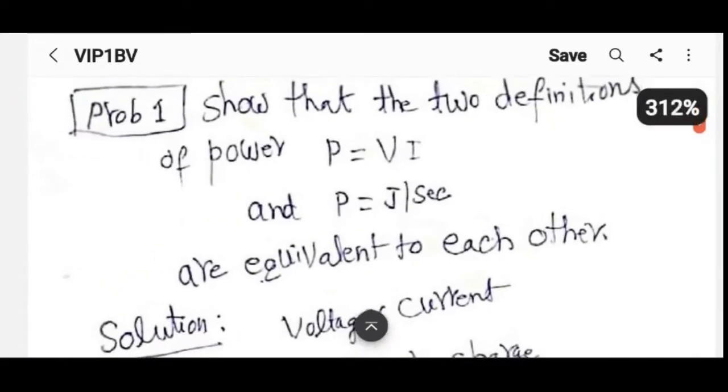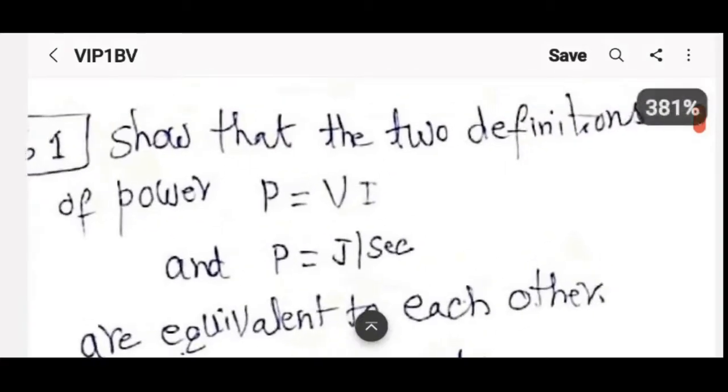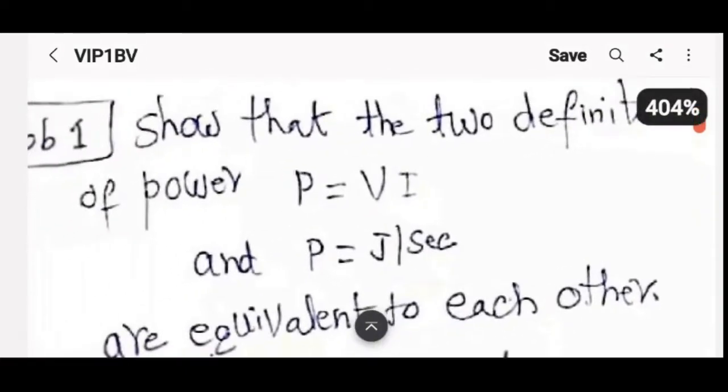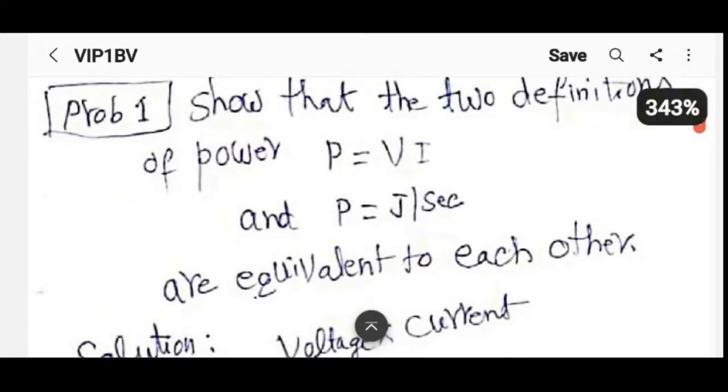Okay, an interesting problem. Show that the two definitions of power, one is volt into ampere and the other is joule per second. The first one is used in electrical engineering. The second one is typically used in mechanical engineering. Show that these two definitions are equivalent to each other.